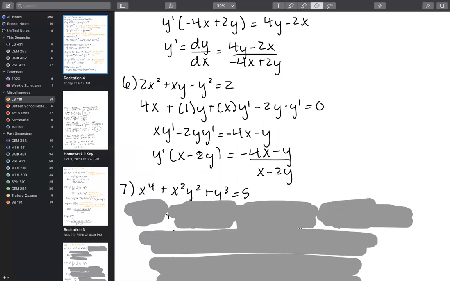And then the next line in the simplification would be y prime equal to this. So these two things, excuse me, these two are equal, and then y prime is equal to this. This is your final answer. So I'm making a note to fix that for next recitation.